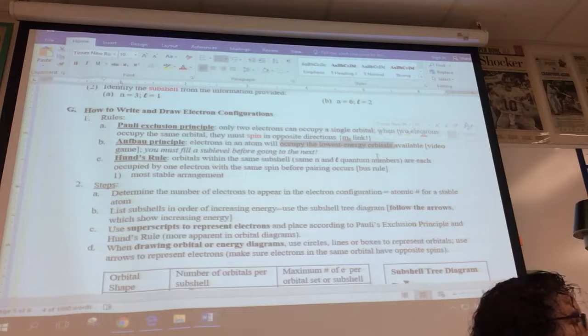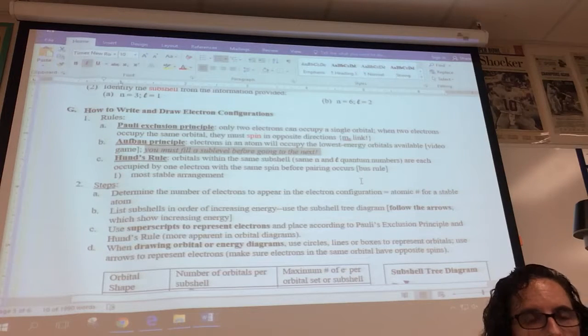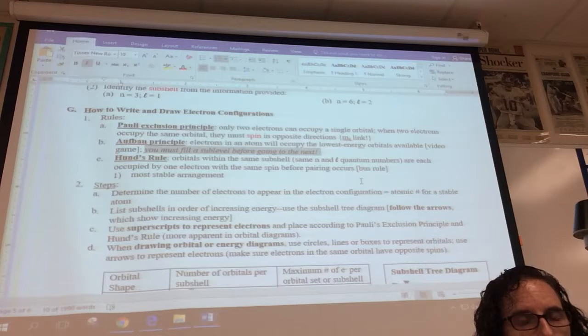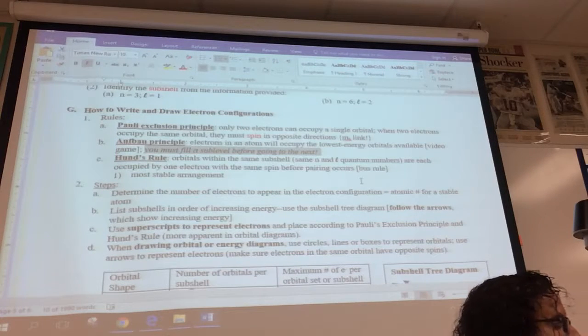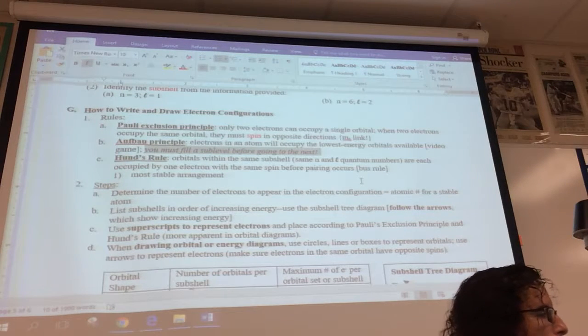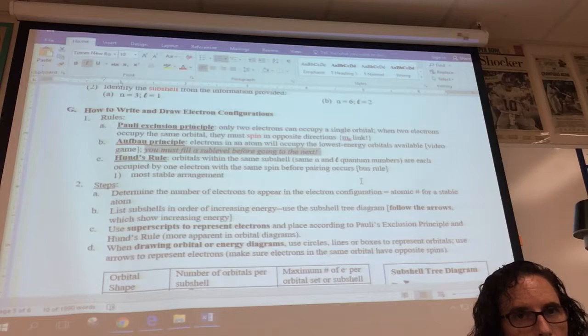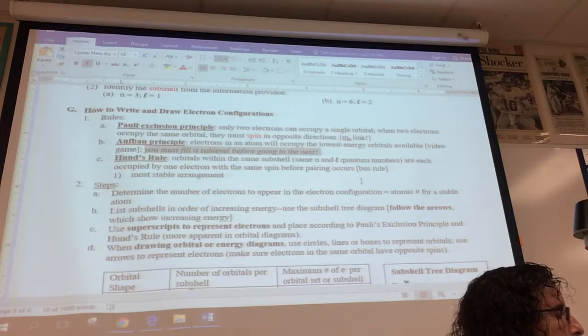Aufbau's principle says electrons will be placed in the lowest energy orbitals available. You must fill a sublevel before going to the next. This is a little bit tricky because it's not just the n equals 1, 2, 3, 4, 5, 6, 7 that we talked about previously. You'll see what I mean by increasing sublevel when you write it, and I'll point that principle out to you. We'll refer back to these principles when we write the electron configurations so they make a little more sense.